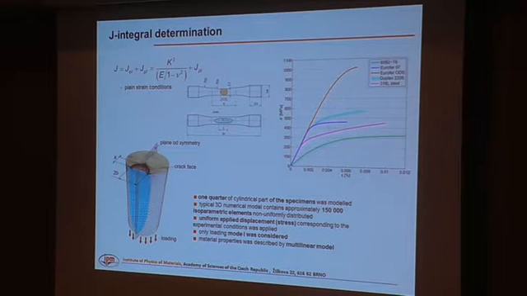finite element modeling. We consider the semi-elliptical small cracks, and due to the symmetry of the problem, we model 1/4 of the specimen, and we estimated the value of the J integral for each material used in the study and for each loading condition used in the study. So here you can see the cyclic stress strain curve for each material. So you can see that there is a big difference in the material behavior.